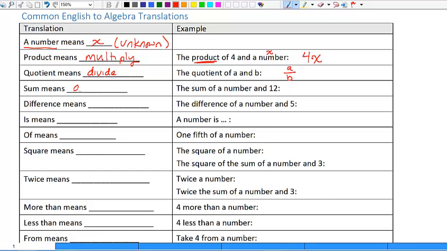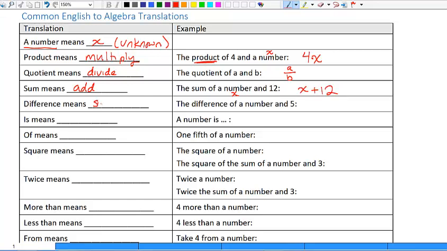Sum means to add, or really the answer to an addition problem. So if it says the sum of a number and 12, well, we said anytime you see a number, that's going to be x. So the sum means plus. The sum of a number and 12 is x plus 12.